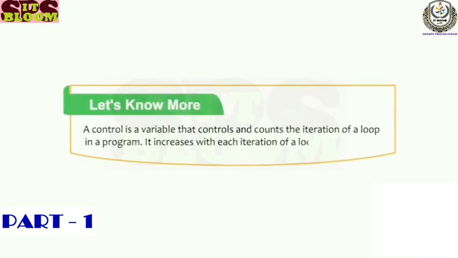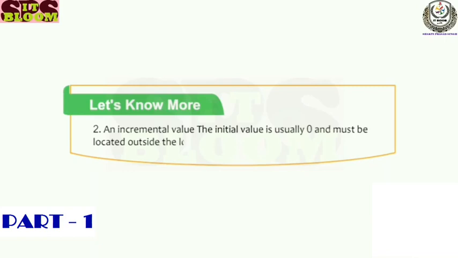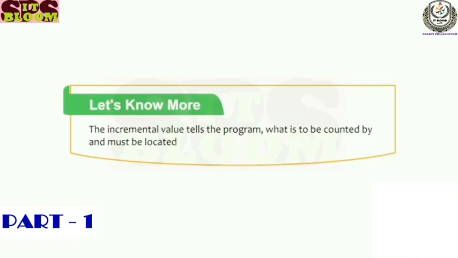Let us know more. A control is a variable that controls and counts the iteration of a loop in a program. It increases with each iteration of a loop in a program. A control needs two things in order to function. Number one, an initial value. Number two, an incremental value. The initial value is usually 0 and must be located outside the loop. The incremental value tells the program what is to be counted by and must be located inside.